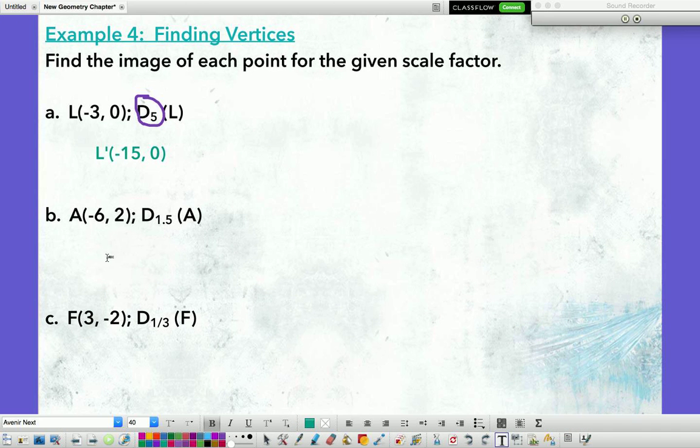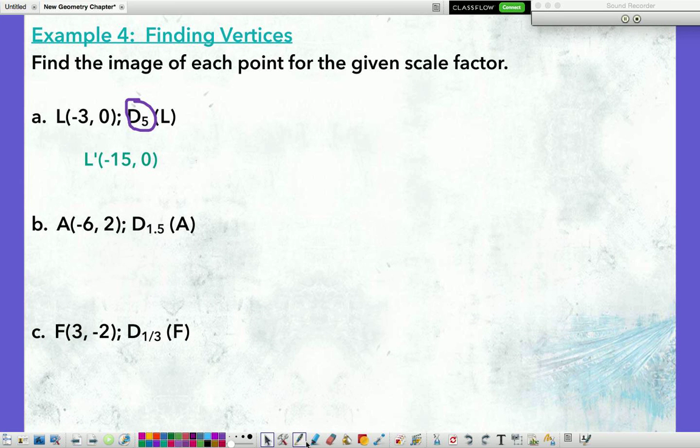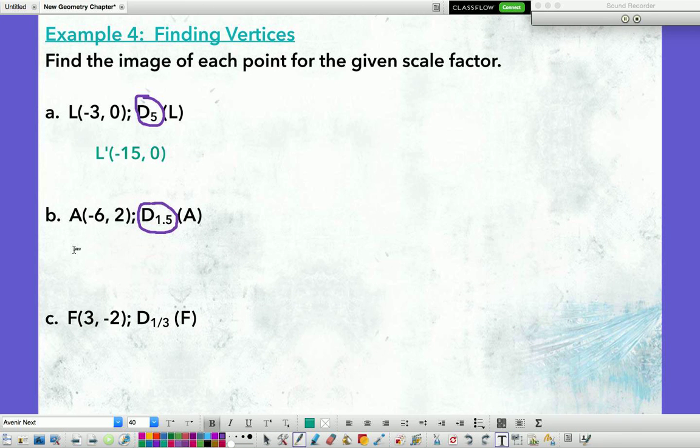For A, they want me to dilate that by 1.5. So we're not doubling it. We're taking it times 1.5. So A prime, -6 times 1.5 is -9. And then 2 times 1.5 is 3. There would be my new coordinate.